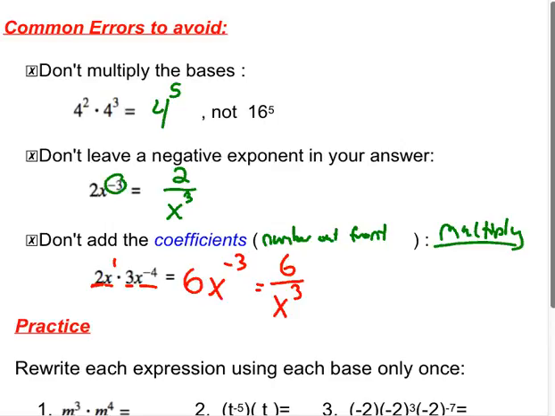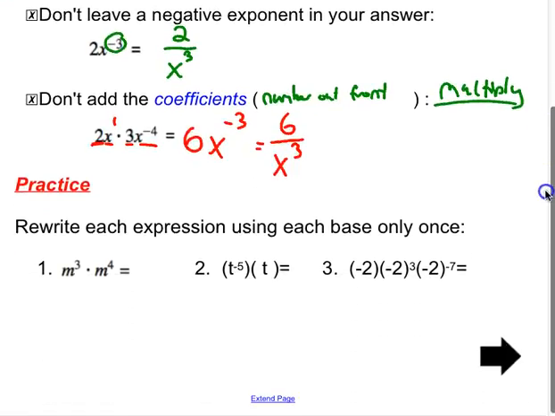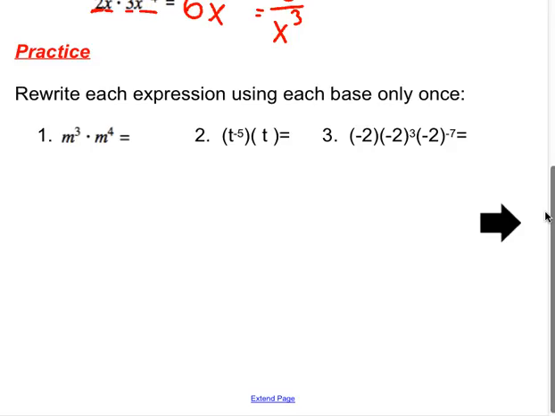So now let's go through some various examples of how this is going to work. So number 1, I think is pretty easy. That's the very foundation of what we're doing. M to the 3 times M to the 4. 3 plus 4 gives me 7. Next, T to the negative 5 times T.